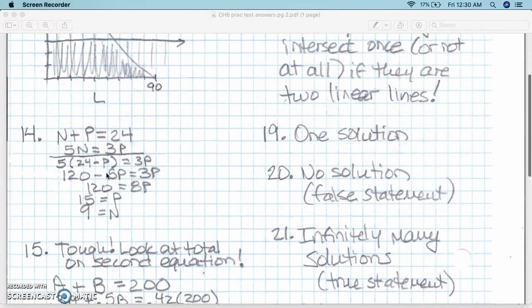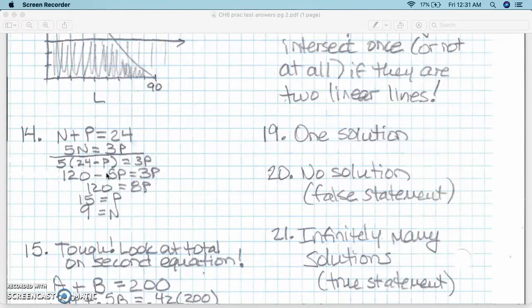Okay, number 14. Here's a system of equations that we could solve either way. The story is that we are at a writing workshop, and it enrolls novelists and poets in a ratio of 5:3, and there are 24 total people. So N plus P, novelists plus poets, has to equal 24. And then the ratio is that for every 5 novelists, there are 3 poets. So we set that into an equation.